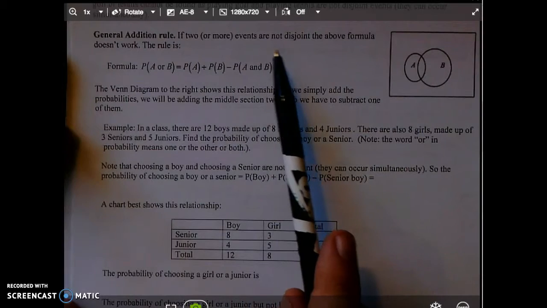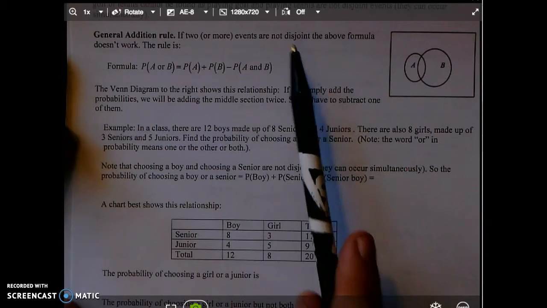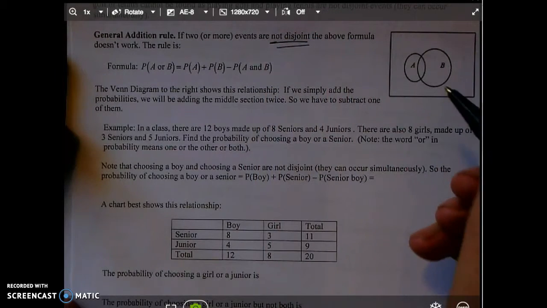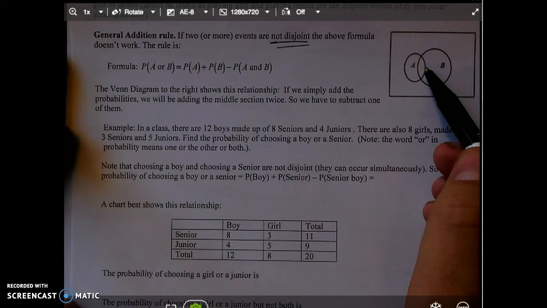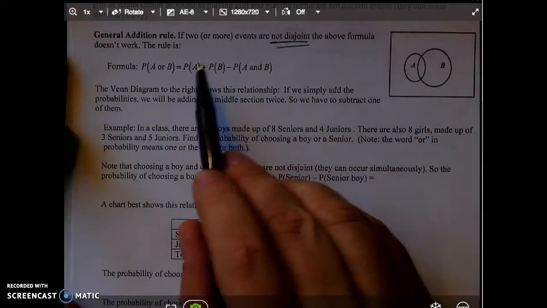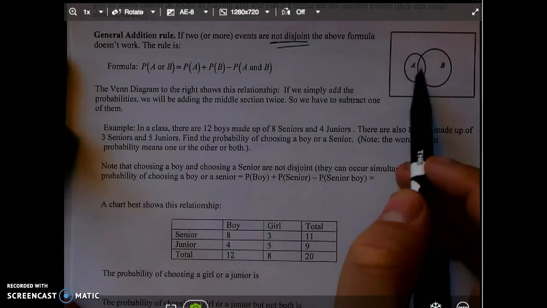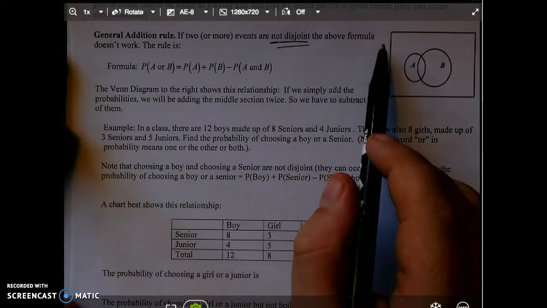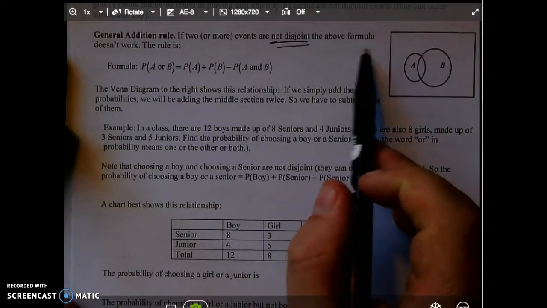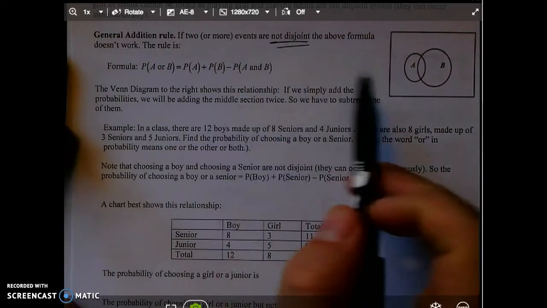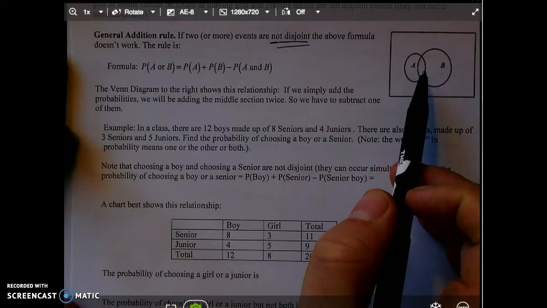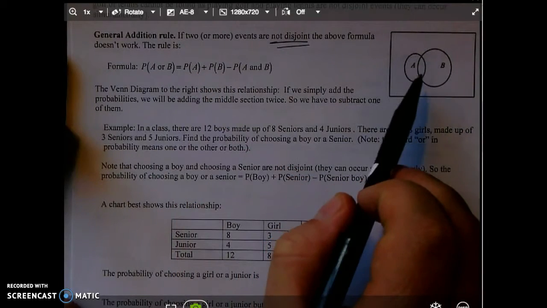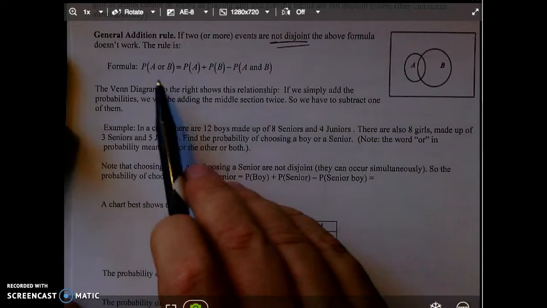If two or more events are not disjoint, meaning that there's some overlap, there's some number that's going to be in here if you're not disjoint. Then you can't just add probabilities if you have something in your intersection here. So the general addition rule, in that case where you have something in here, is going to look like this.